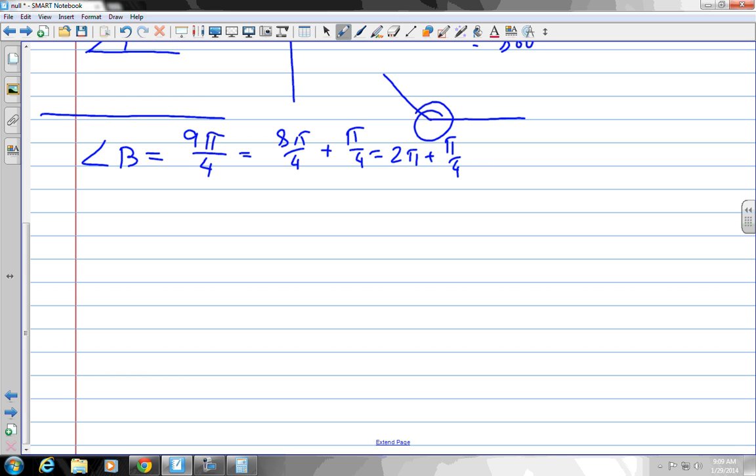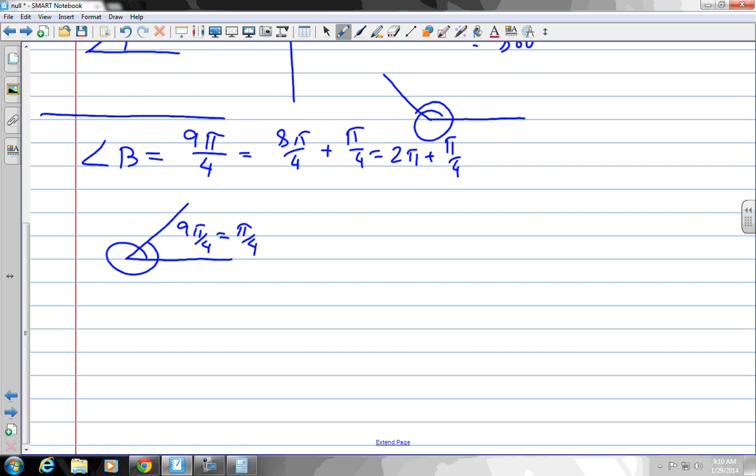Now pi over 4 is a 45-degree angle. We should be able to convert those really fast, and you can just literally replace pi with 180 and divide by 4. You get 45 degrees. So again, if I try to draw that angle, technically it's this, a little more, but okay. But the 9 pi over 4 is equivalent to pi over 4. Okay? Does that make sense?